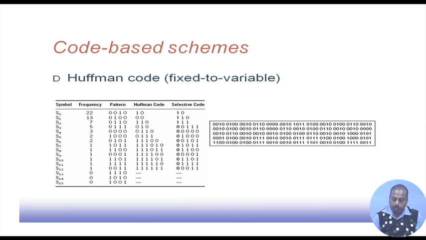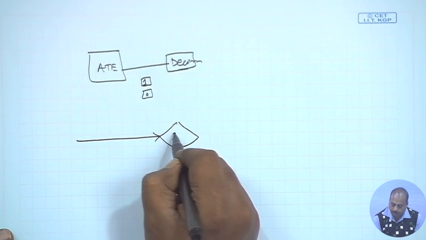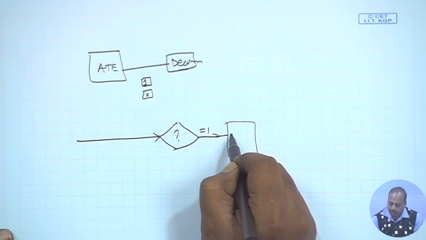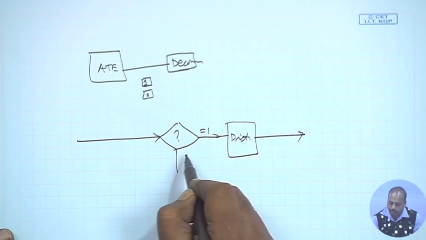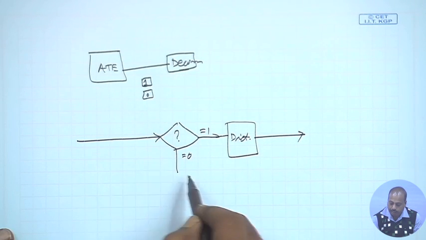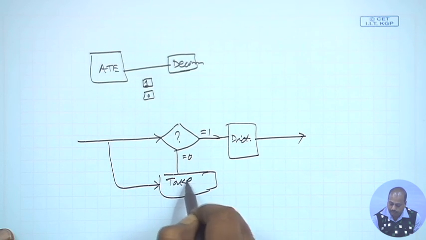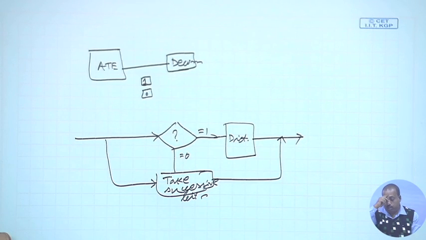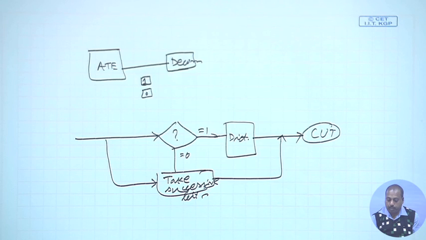The way the decoder works is that it checks whether the bit is equal to 1 or not. If it is equal to 1, it will consult the dictionary, and from the dictionary it will get the pattern, and that will be applied. Whereas, if the bit is 0, it will not consult the dictionary, it will take the successive bits and just pass them to the output, to be applied to the circuit. Here I have the circuit under test. So, the decoder will be working like this.